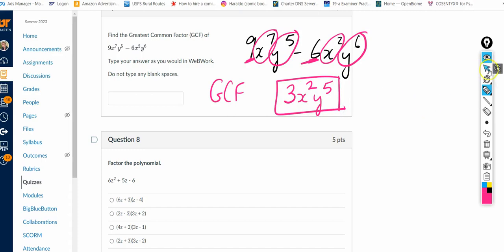So I'm going to type that in there like I'm putting it into WebWork with no spaces. Now that's a correct answer. Now if you had put in the multiplication sign like 3 times x squared times y to the 5th, that is also correct. I had to actually type that into the answers that it will accept. Canvas is so literal. So it will accept either one of those. Okay. All right.